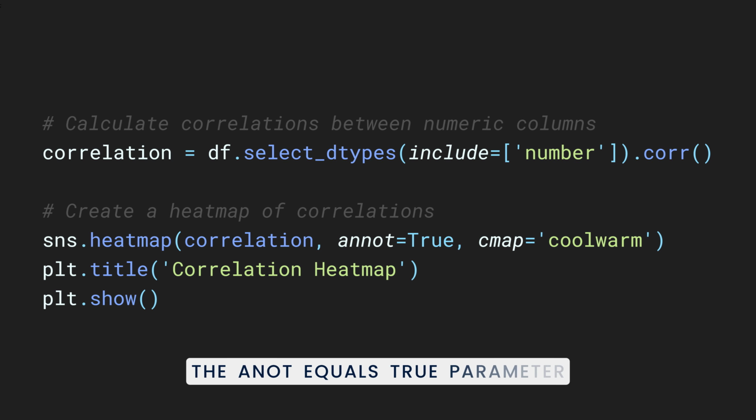The annot=True parameter adds the correlation values to each cell, and cmap='coolwarm' specifies a color scheme where blue represents negative correlations, red represents positive correlations, and the intensity of color indicates the strength of correlation. Finally, we add a title and display the plot.